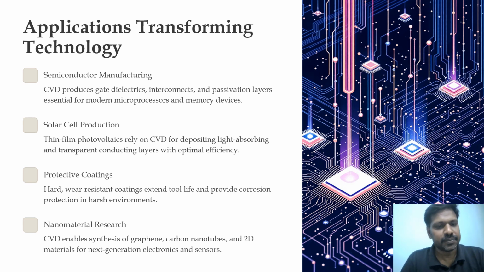In summary, chemical vapor deposition is a simple but powerful technique used in nanoscience. It helps us create very thin and uniform material layers. The process involves gas interaction, surface reaction, and film growth. CVD plays an important role in modern technology and research.